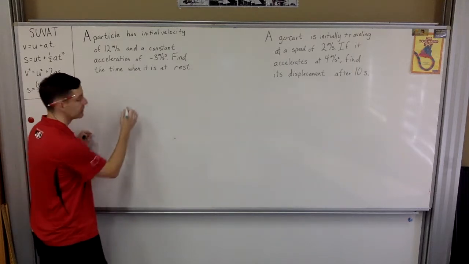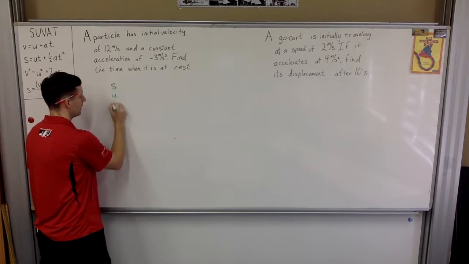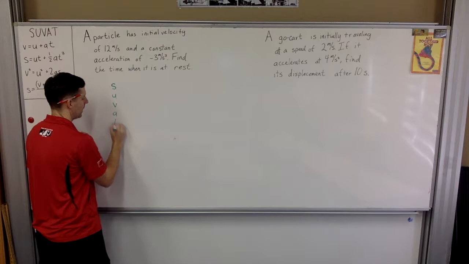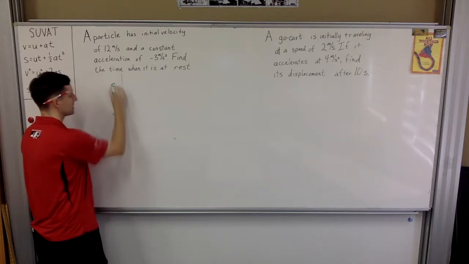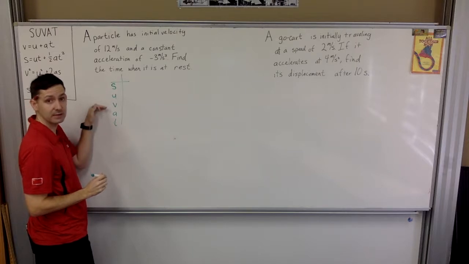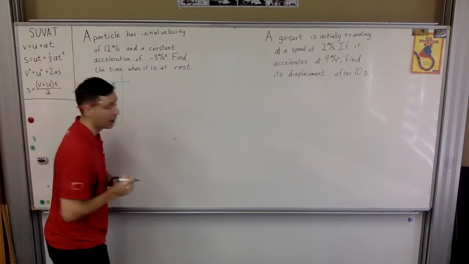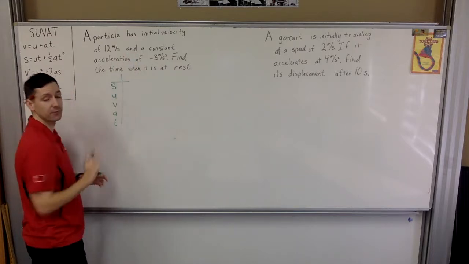So what we're going to do is make a little table and we're going to have S, U, V, A, and T. Now you should know what each of those things are, right? You should know that S is displacement, U is initial velocity, V is final velocity, A is acceleration, and T is time.